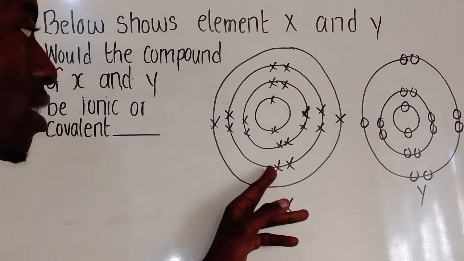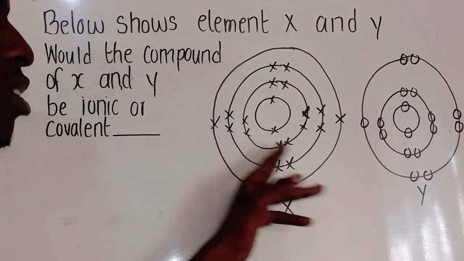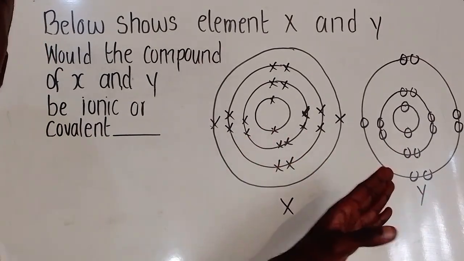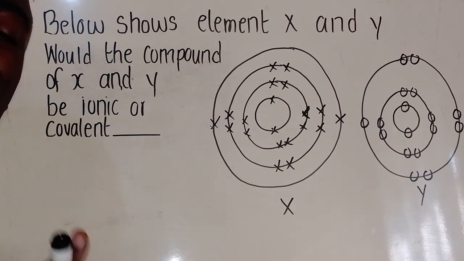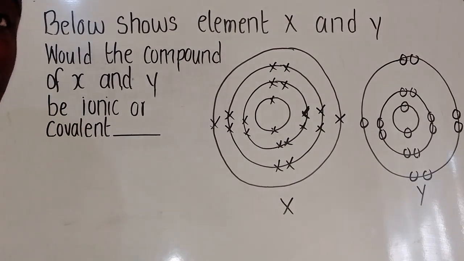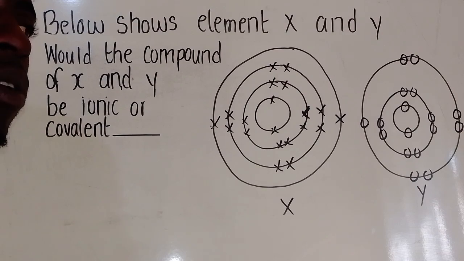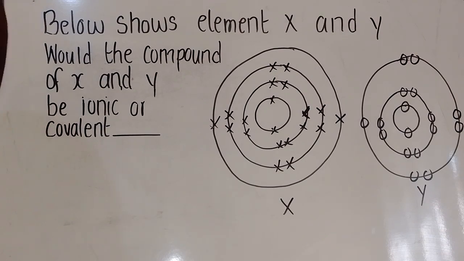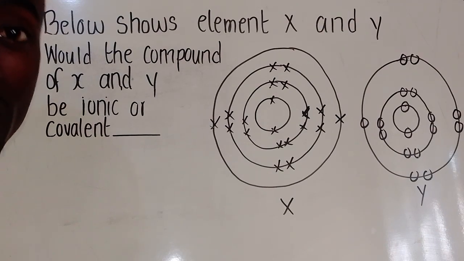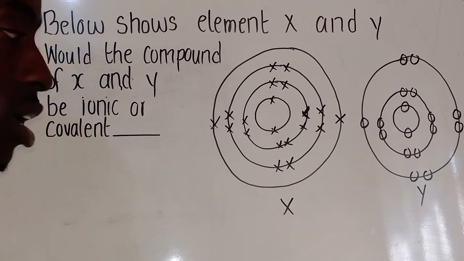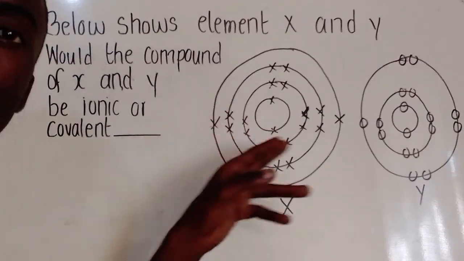As you can see, here are given the cross, here are given the dots. They are different. That simply means we are looking at different atoms or different elements, meaning one of them may be a metal, the other one may be a non-metal. Okay, now this diagram we call electronic structure because it shows the distribution of electrons. So these you see are electrons.